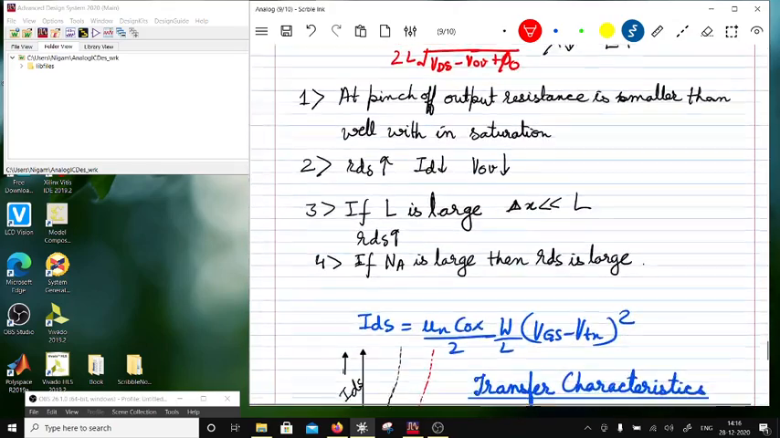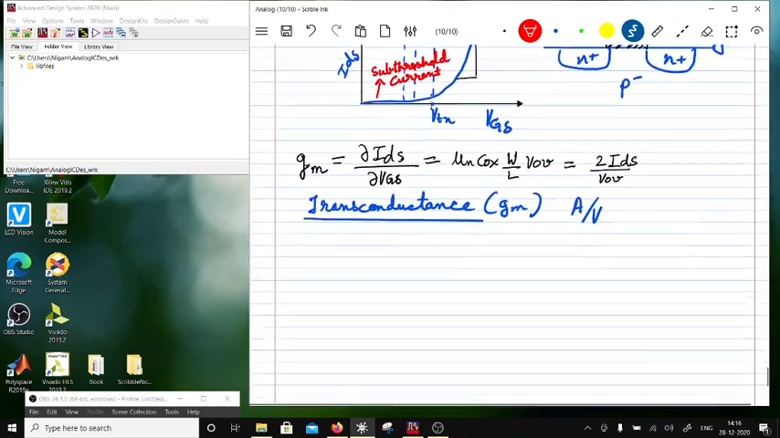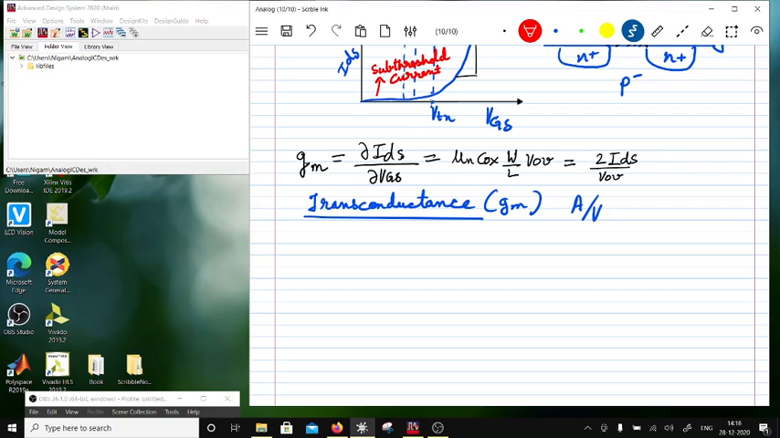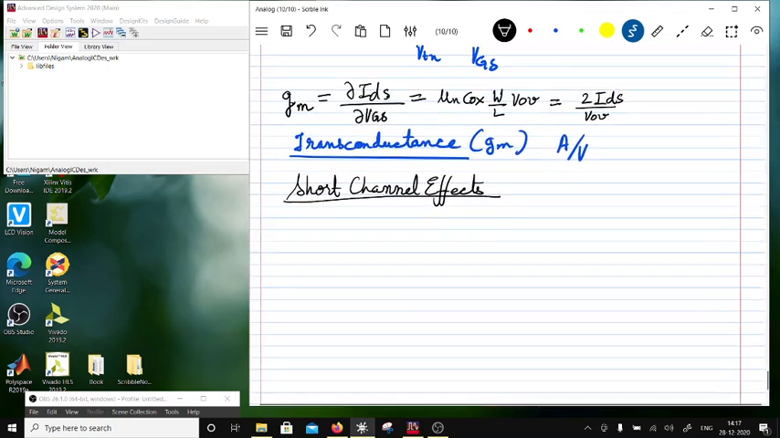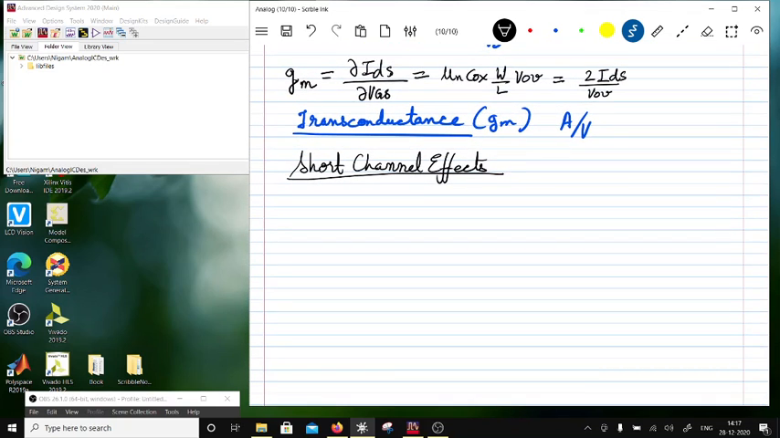Now, if the channel length becomes very small, you start seeing what are called the short channel effects, right? So I am going to cover the short channel effects in the next lecture. Six or seven of these effects are there, which we are going to cover in the next tutorial. So I'm going to stop here for now.